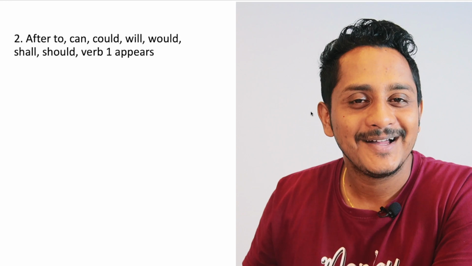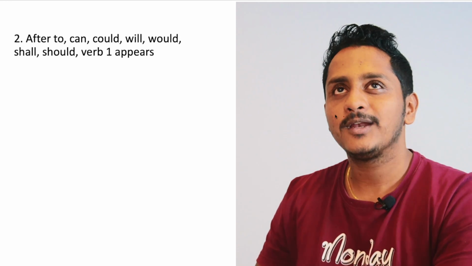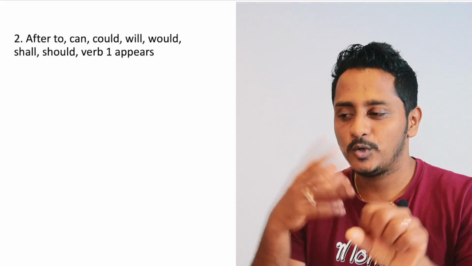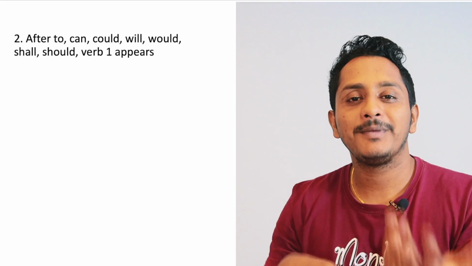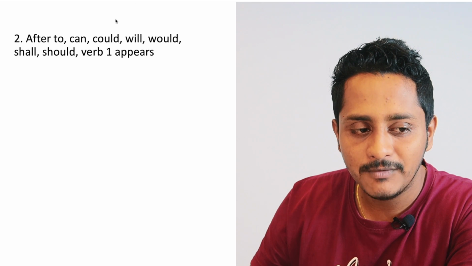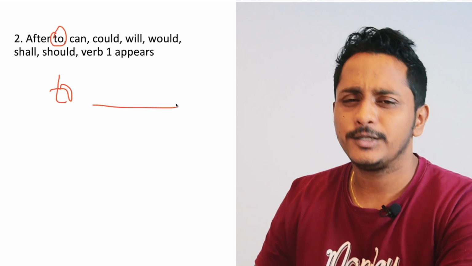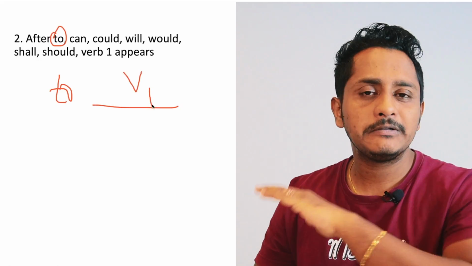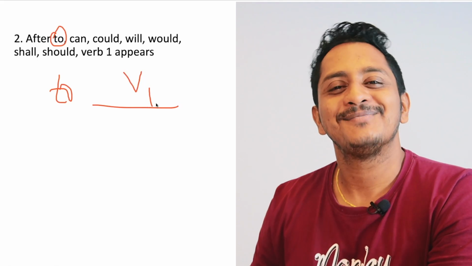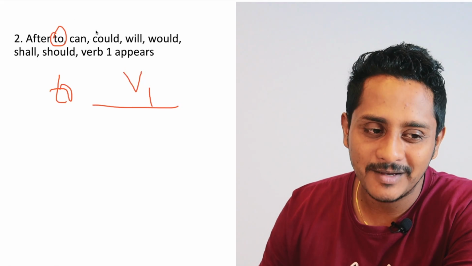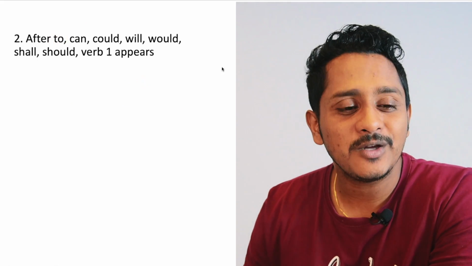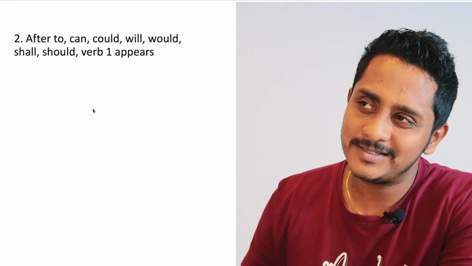Second, top 5 shortcuts. After can, could, will, would, shall, should, may, might, they are called auxiliary verbs, correct? Can, could, will, would, shall, should, may, might, ought, these are all auxiliary verbs, and even with the word to. To dash is there. It will be 100% verb 1. No other word can come. 99% of the time. Sometimes, he went to London, a noun can come, but 99% of the time after to it is verb 1, after can it is verb 1, after could, will, would, shall, should, may, might, ought. All this, after that if there is a dash, it is a verb 1.